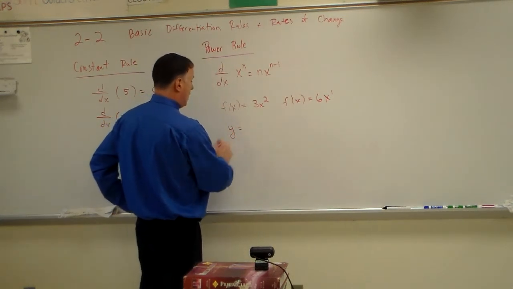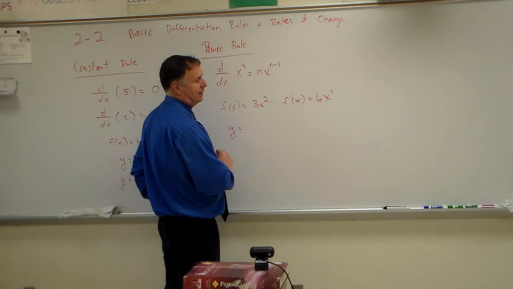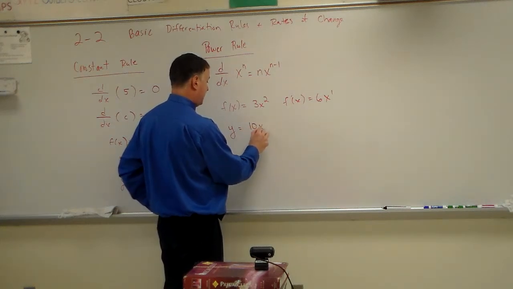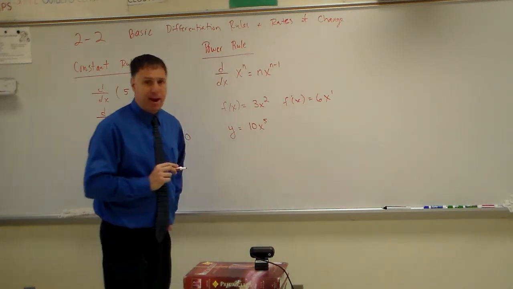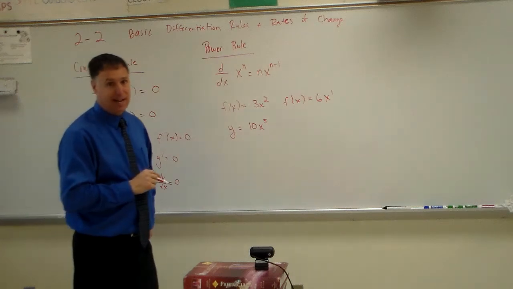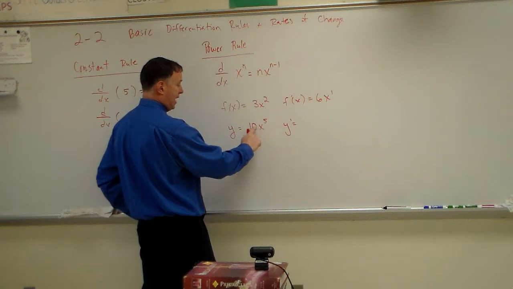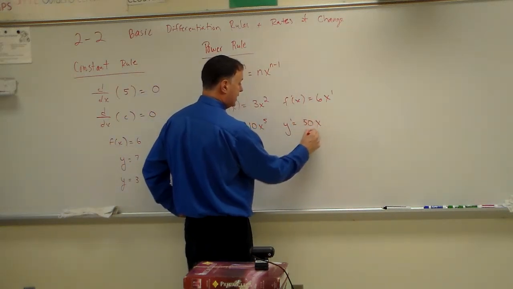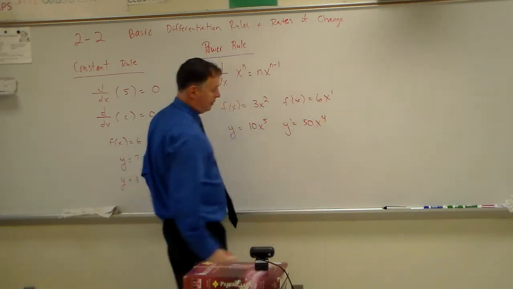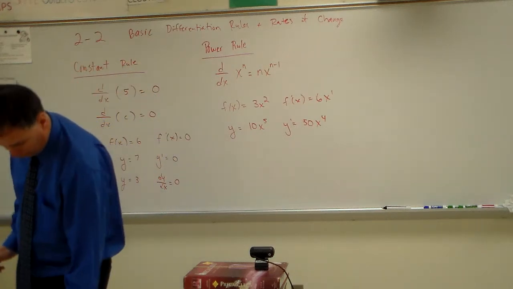So if I had this, y equals, I don't know, 10x to the 5th. Boy, that'd be a bear to do if we had to do it out. But with the power rule, 5 times 10 is 50x. Subtract 1 from your exponent, 50x to the 4th.